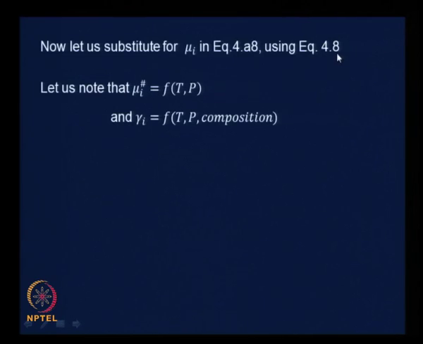Okay, I would like you to substitute the expression for mu I from equation 4.8 into equation 4.a8 and realize that mu I hash is a function of temperature and pressure alone, whereas gamma I is a function of temperature, pressure and composition, and let us see where you get. Substitute, then see what terms go to 0, see what terms can be cancelled out if at all, and see how it can be reduced to its minimum representable form. Go ahead please, take 15 minutes to do it.